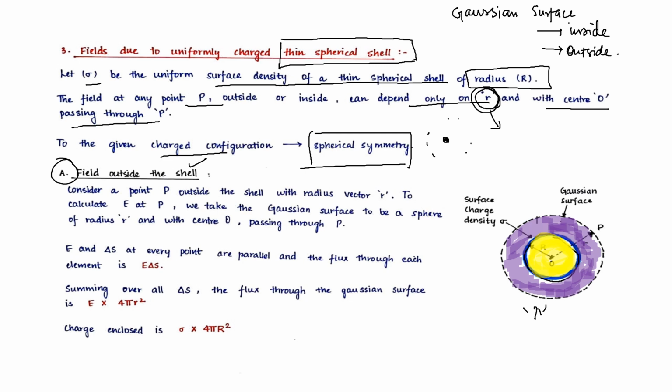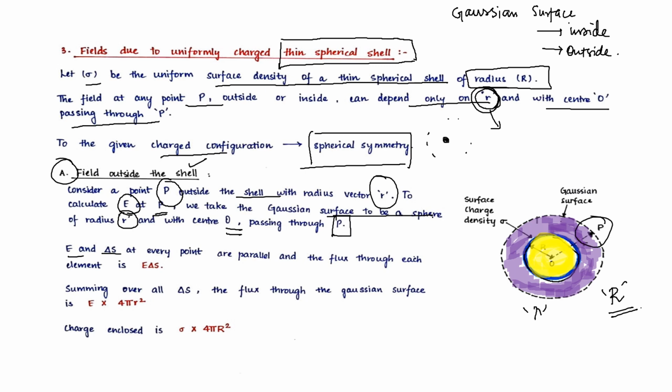From the center, whereas the radius of the spherical shell is capital R. Consider a point P outside the shell with radius small r. To calculate E at point P, we take the Gaussian surface to be a sphere of radius small r with center at O, passing through this point P.